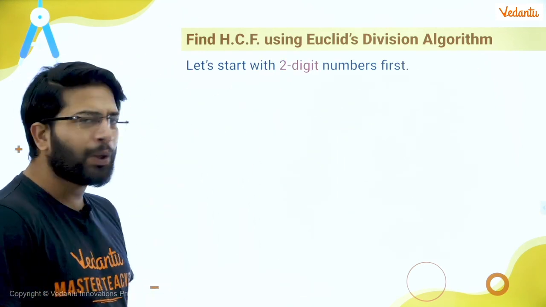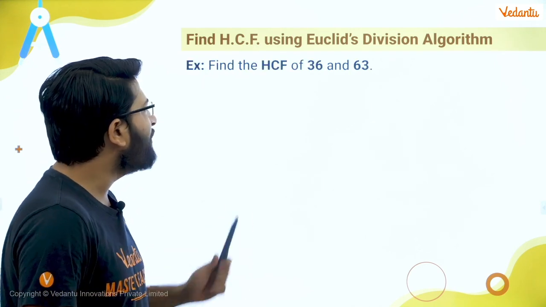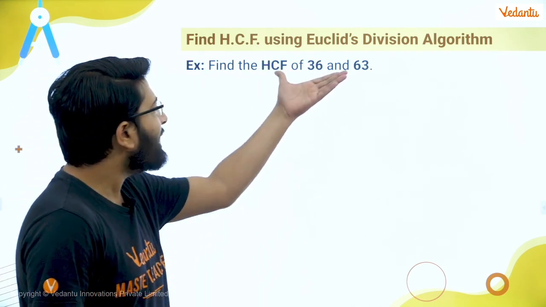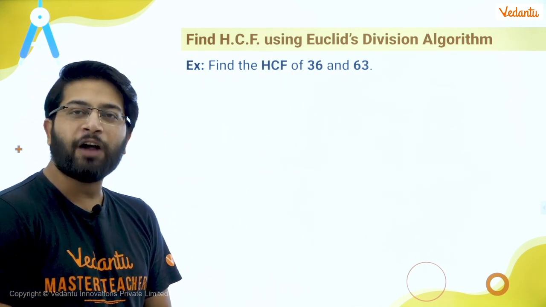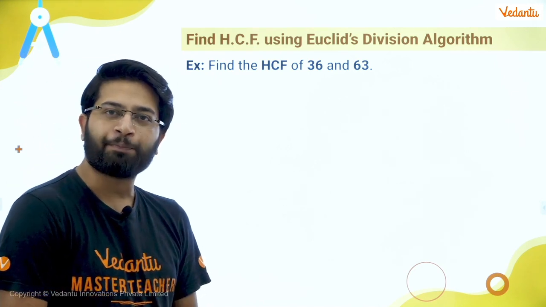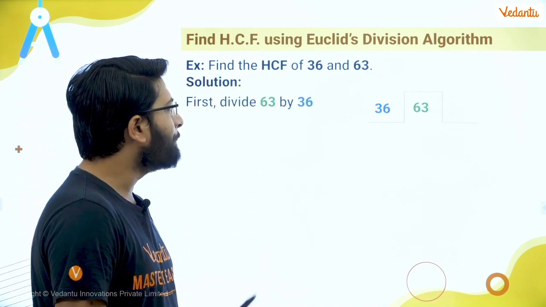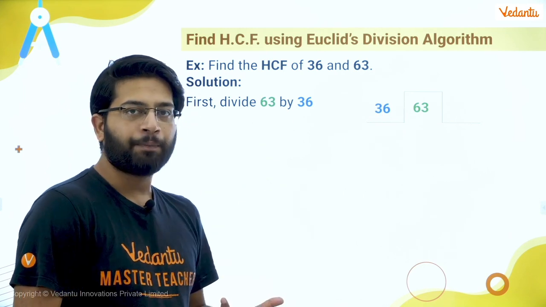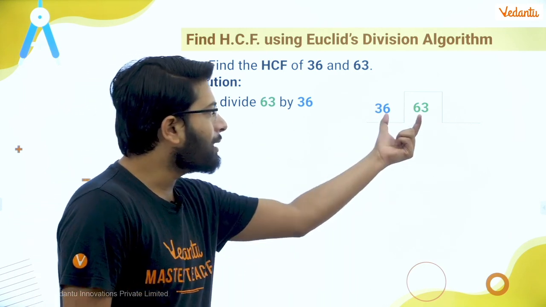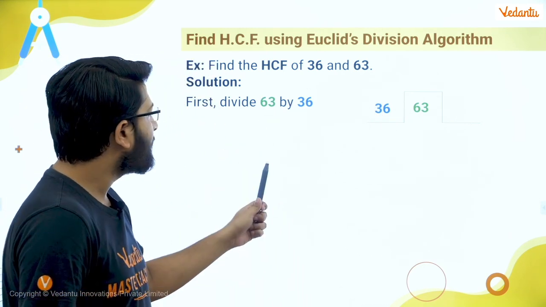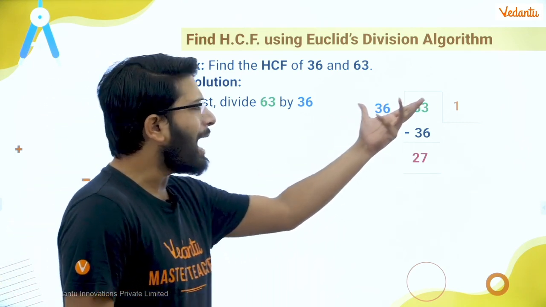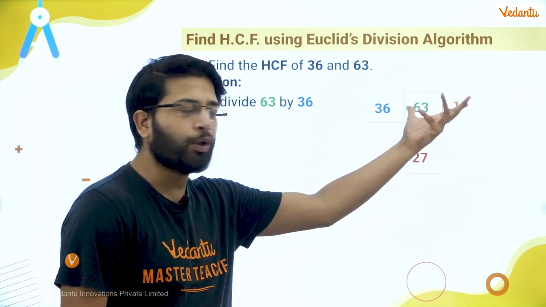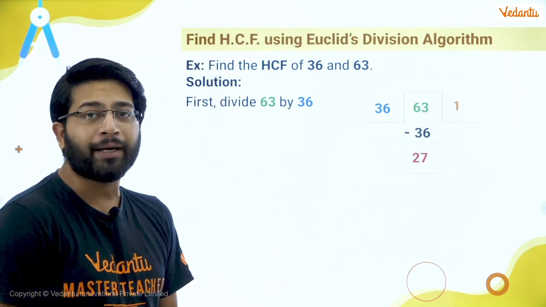So now, bache, how to do it? Let me give you one very simple example. So let's say I have to find the HCF of 36 and 63. So what to do, champ? Very simple. Divide the greater number by the smaller number, right? Divide the bigger number by the smaller number. That's it. So I will divide. I will get 1 as a quotient and 27 as a remainder.